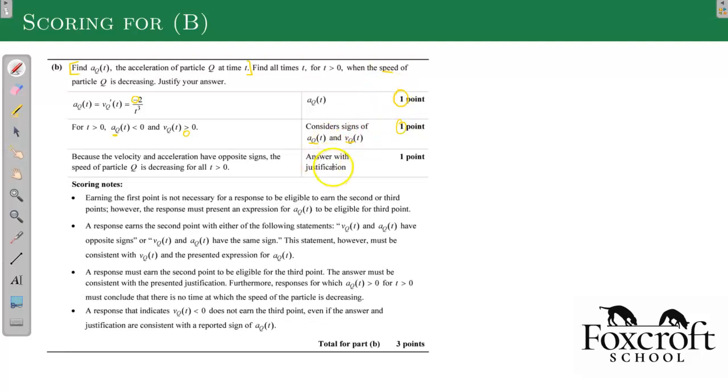And then, again, the answer with justification, justify is a big word there. The answer with the justification: these are opposite signs, so the speed is always decreasing. So my answer is decreasing because acceleration and velocity have opposite signs.